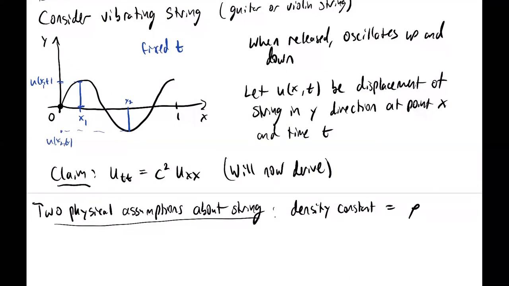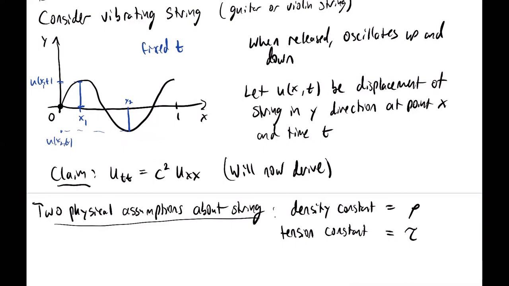I'll use that for the density, and also the tension of the string, which is related to how much force the string has when it's being pulled. The tension of the string, which is related to the force that affects the motion, is also going to be constant, equal to, let's say, the Greek letter tau, which is just a stand-in for the word tension.